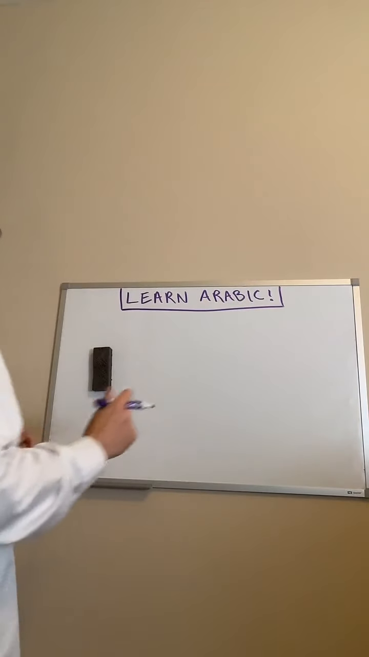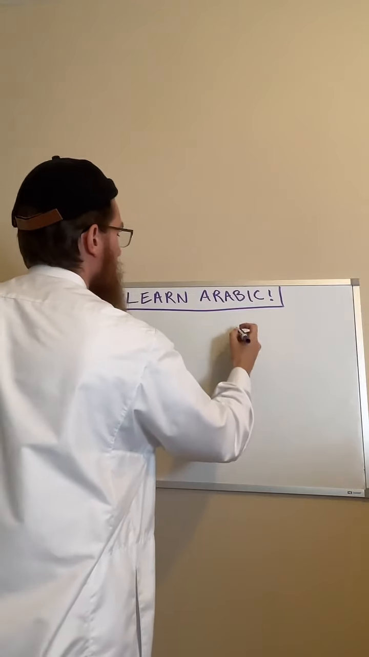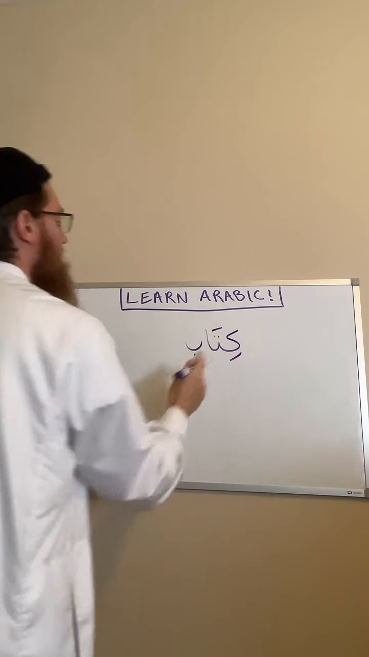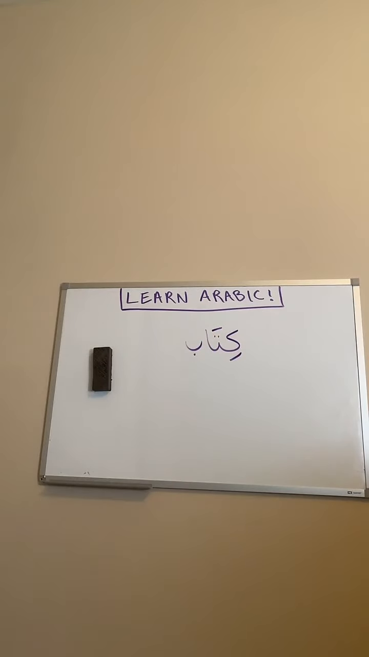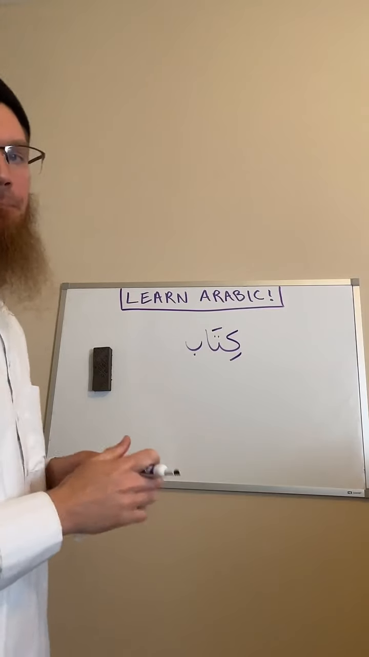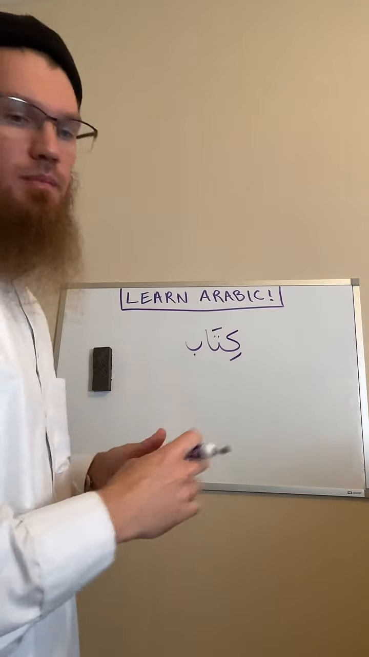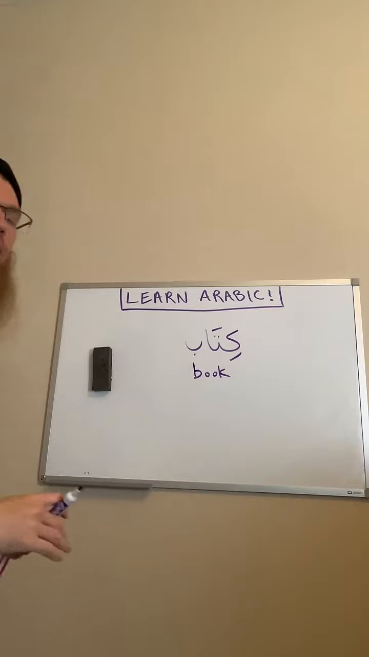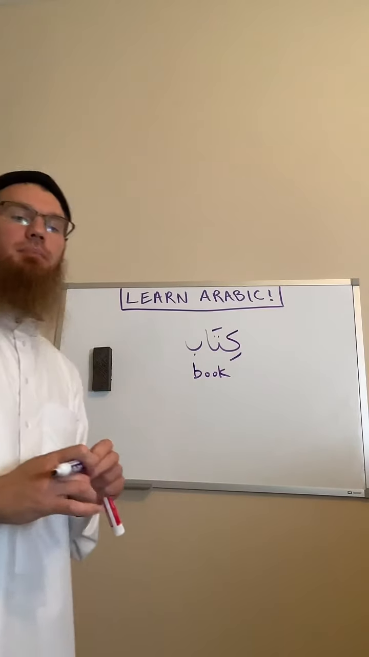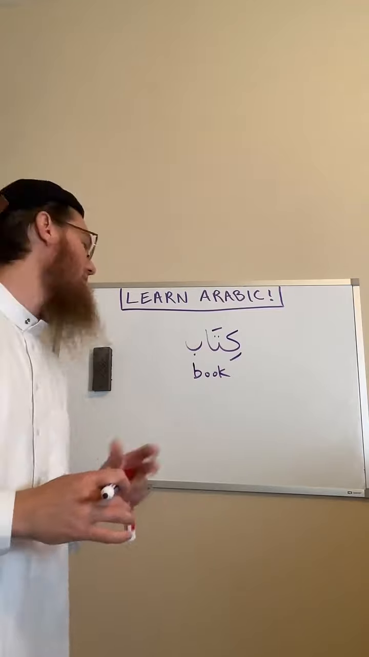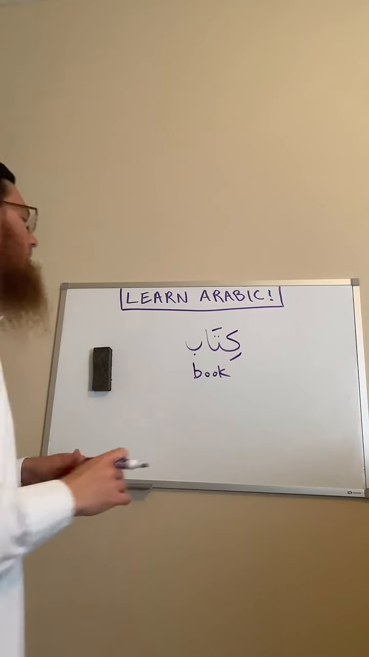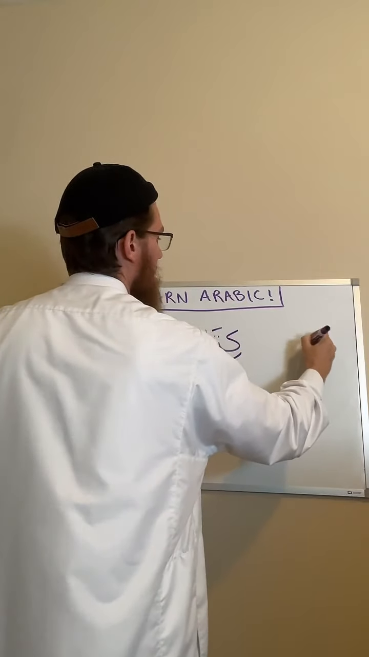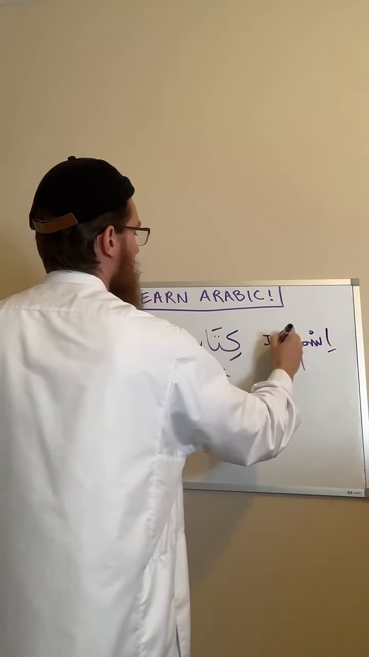What about this word? What does this word mean? Kitab. This means book. It has a complete meaning, but does it have a relation to time? No, it doesn't have a past, present, or future tense. Therefore, the fact that it has a complete meaning but no relation to time, it would be an ism.